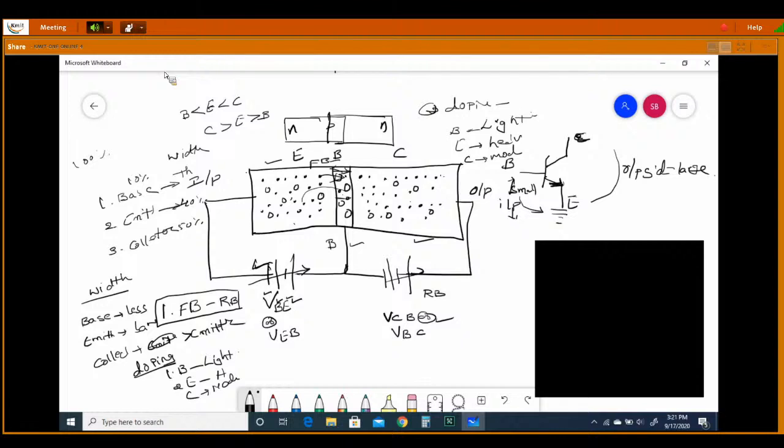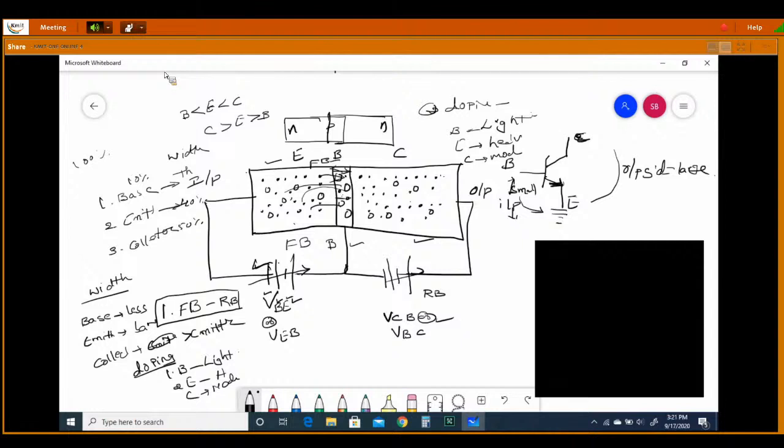Okay, now we'll see what is going to happen. Now this is in forward bias. This connection with respect to this DC source is in forward bias. Now in the forward bias, what is going to happen? These electrons will diffuse to the P region, and these holes will come to the N region. And see here, the width of the base is very small. Now these charge carriers cannot accumulate in the base region.